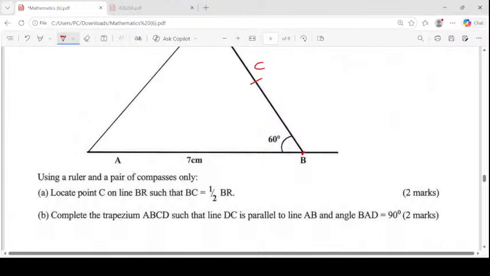Then now complete the trapezium ABCD such that DC is parallel to AB and BAD is 90 degrees. This means here at A I have to construct 90 degrees. So how do I construct 90 degrees here? First, I'll have to extend this line this way. Remember, this is my A. Then from A here, make an arc, come here, make an arc, make another arc.